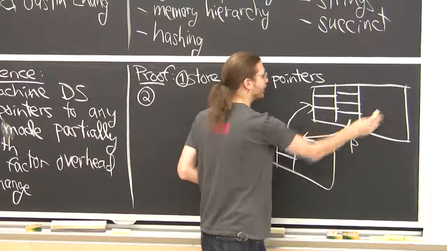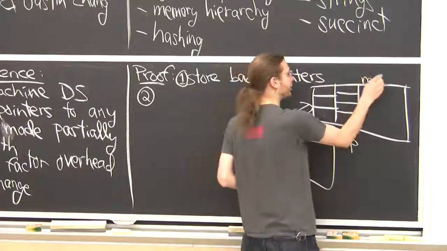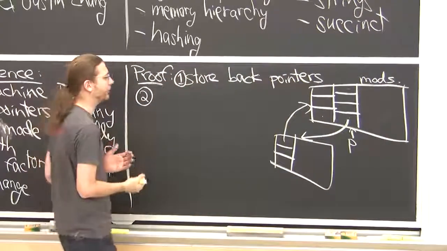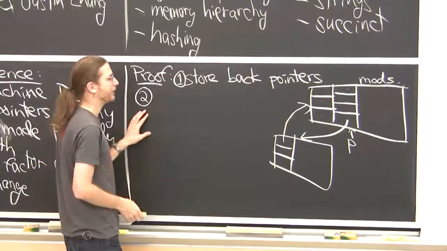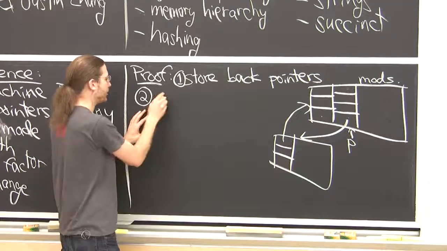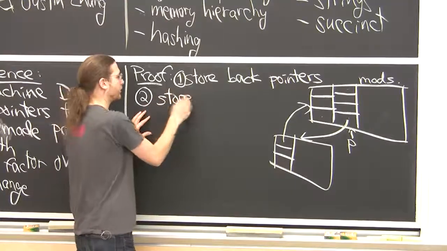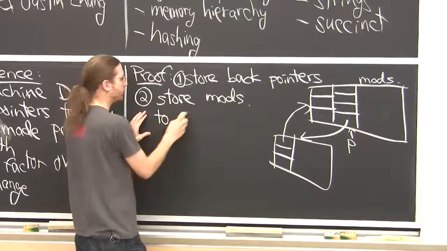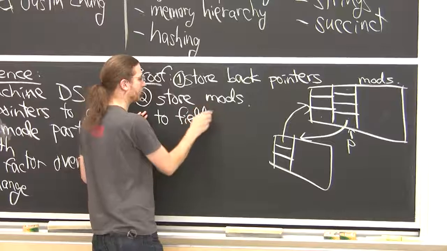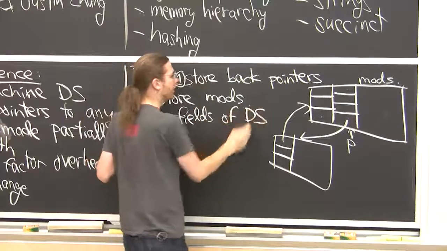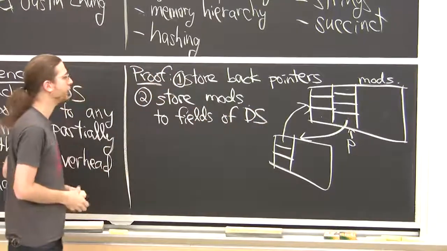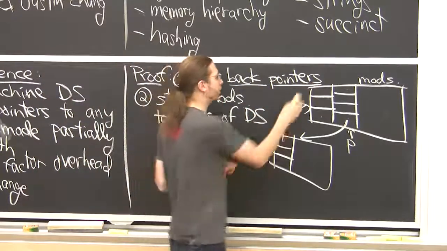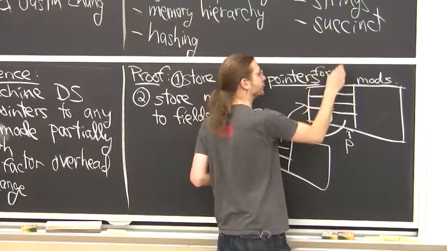Idea 2 is this part. This is going to store something called mods. Could stand for something, but I'll leave it as mods. So these are modifications to the fields of the data structure. One convenience here is for back pointers, I'm only going to store it for the latest version of the data structure.